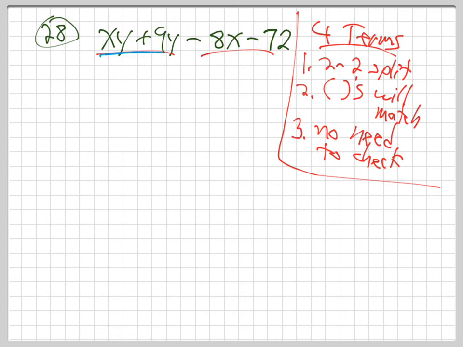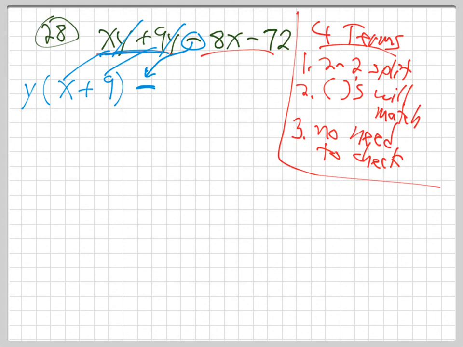What do the first two have in common? What do they both share? A y, right? Remove it, put it in the front, bring down the x and the 9, because that y could multiply and go back. That's what they have in common. Take the minus in the middle and bring it down.